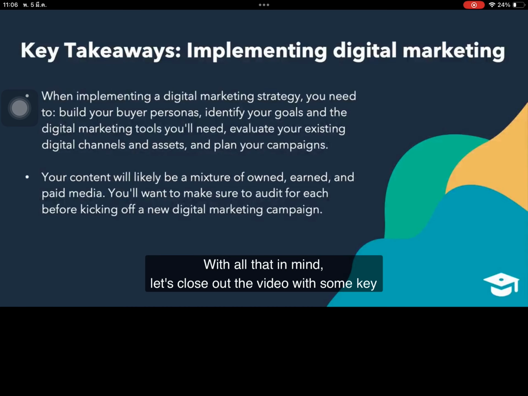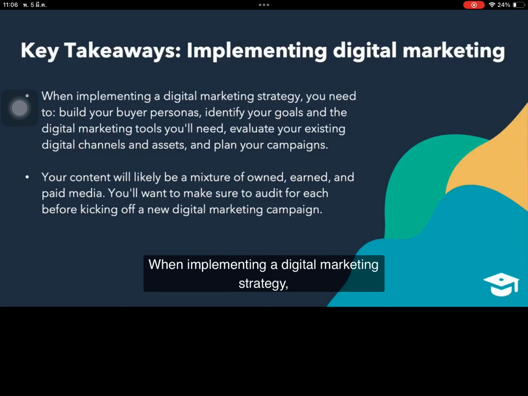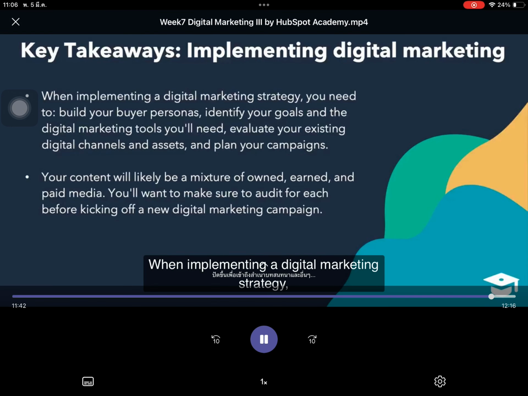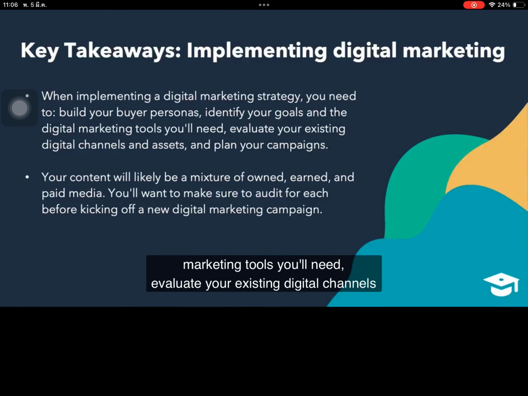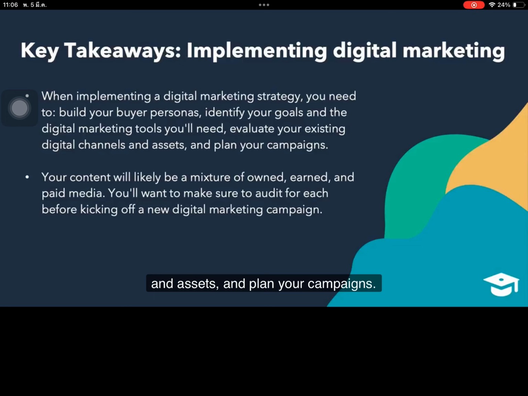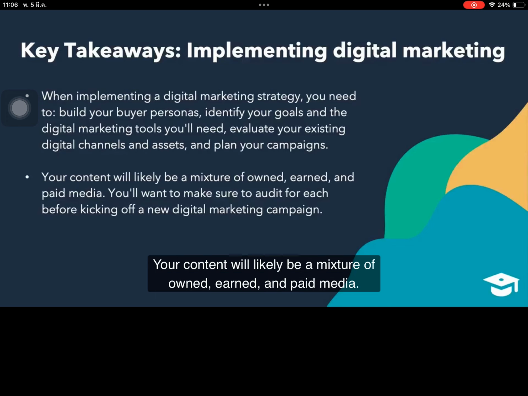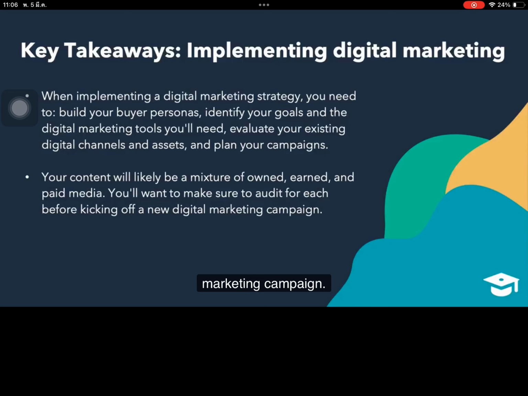With all that in mind, let's close out the video with some key takeaways. When implementing a digital marketing strategy, you need to build your buyer personas, identify your goals and the digital marketing tools you'll need, evaluate your existing digital channels and assets, and plan your campaigns. Your content will likely be a mixture of owned, earned, and paid media. You'll want to make sure to audit for each before kicking off a new digital marketing campaign.